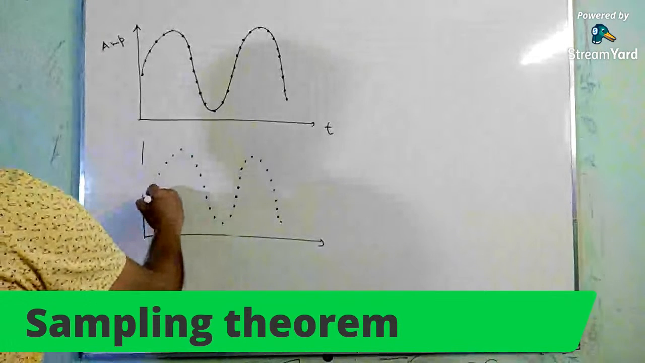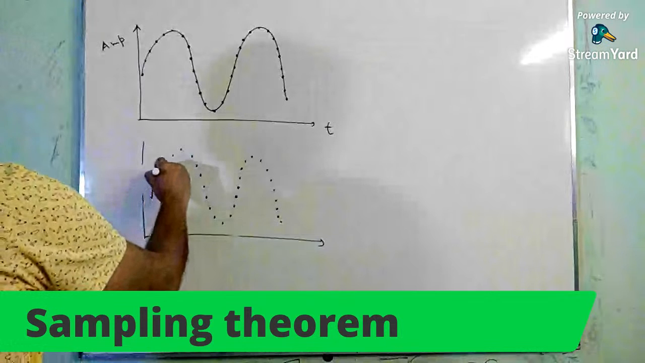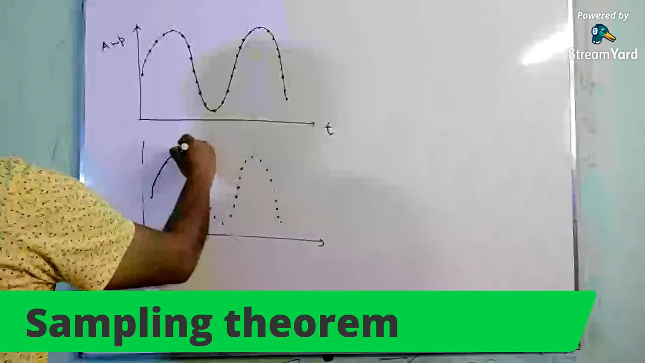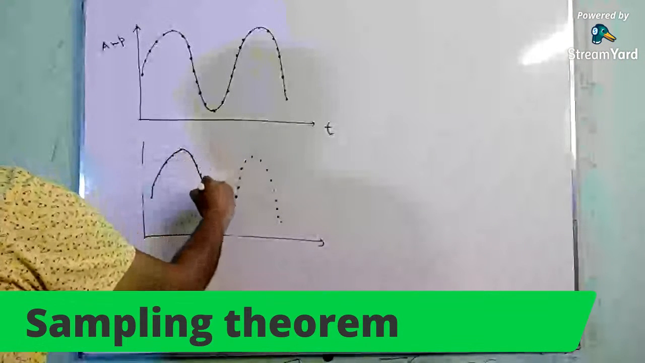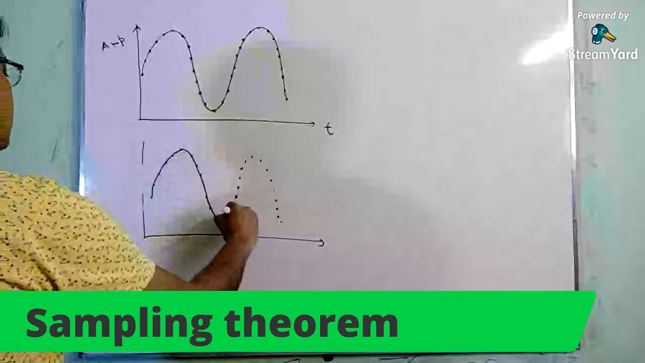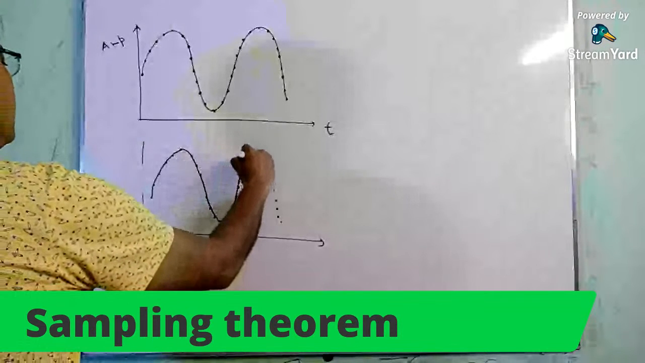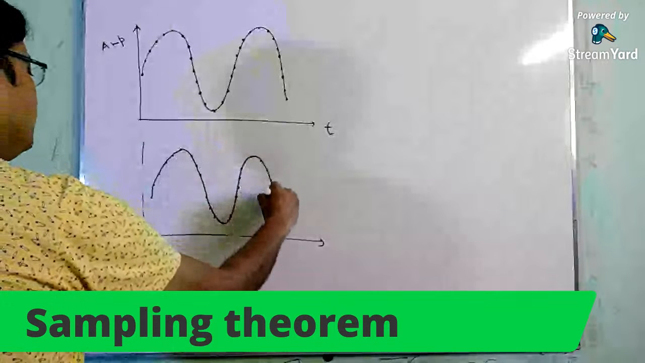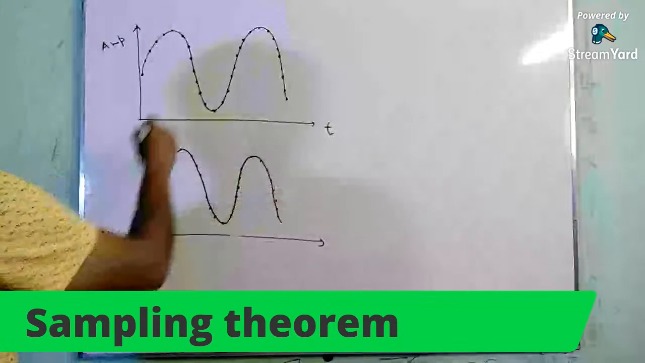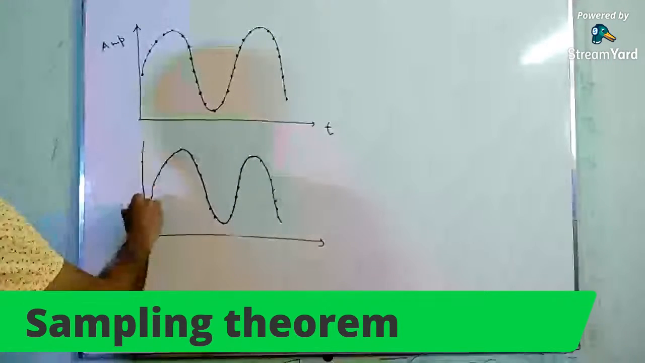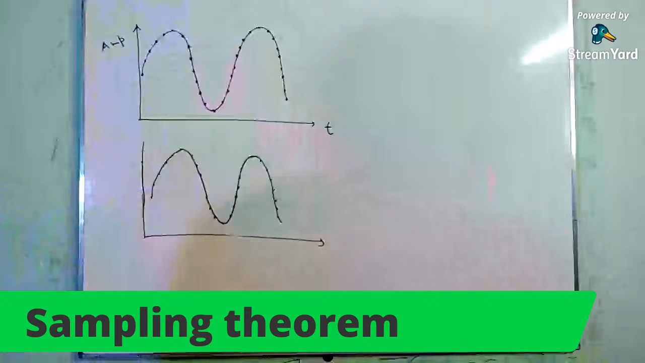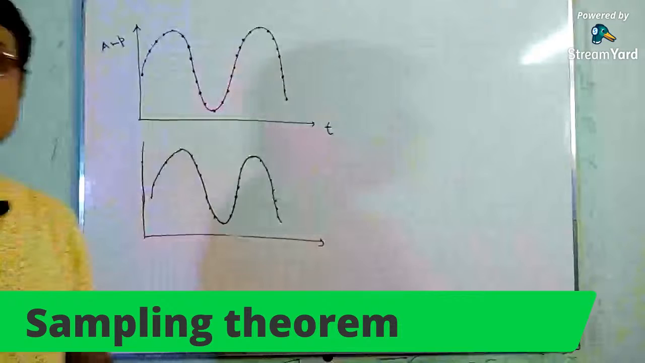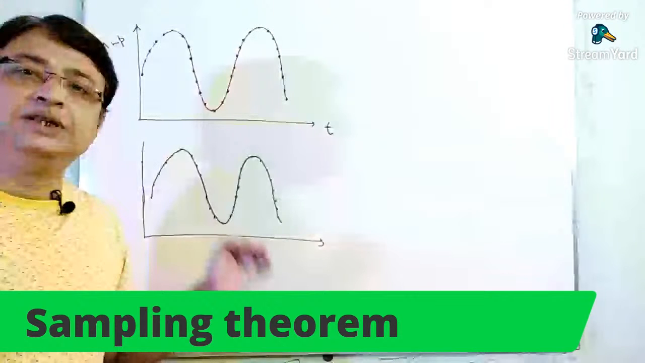Now, if I want to reconstruct this signal, the original one can be drawn, or the original signal is obtained. So this is the proper way of sampling. I think you get my point. So this is the proper way of sampling.